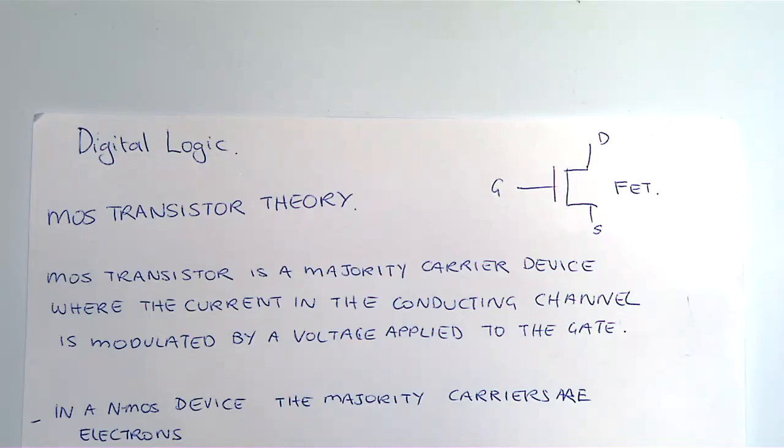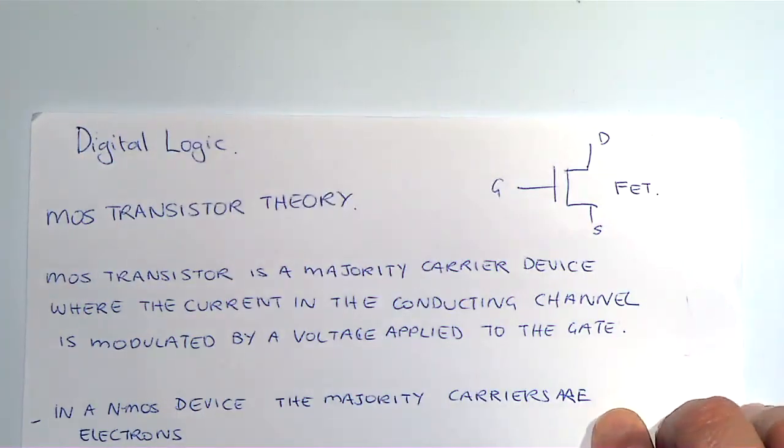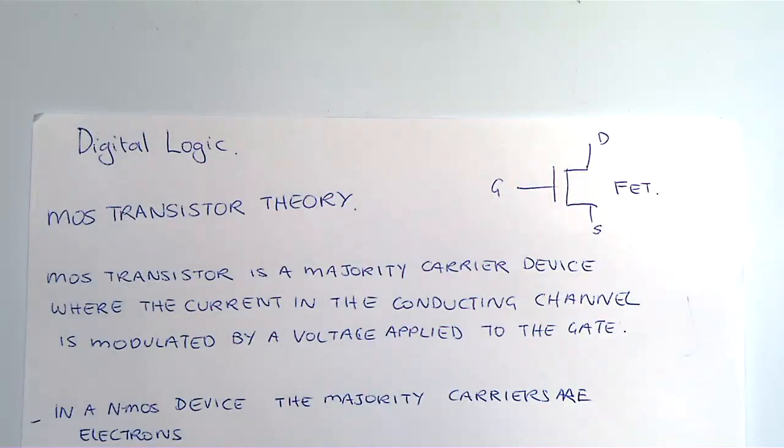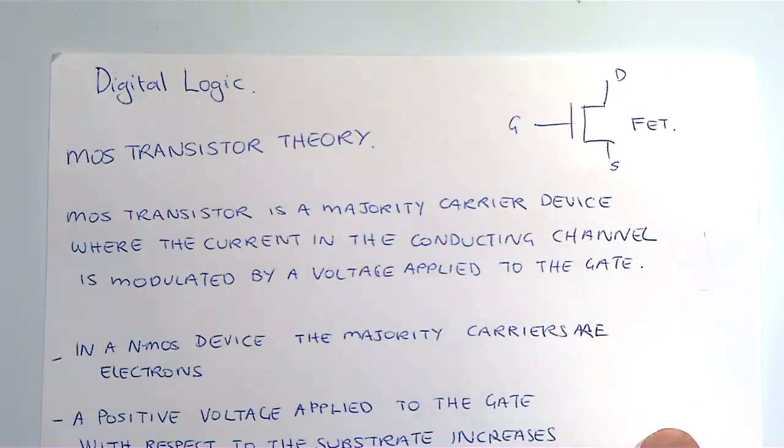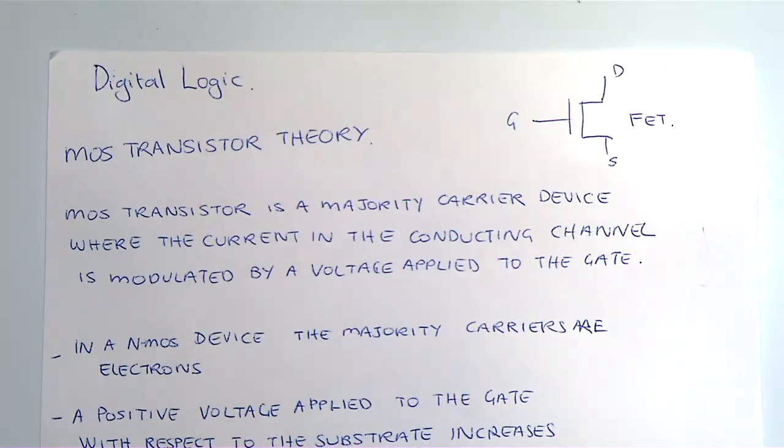All right, so what we've got is 2 broad classes of devices, NMOS and PMOS, and essentially the majority carrier, what carries the current in an NMOS device, is electrons. Okay, and in a PMOS it would be holes. Now the next thing we're going to say, and let me ask you, what happens in a PMOS device?